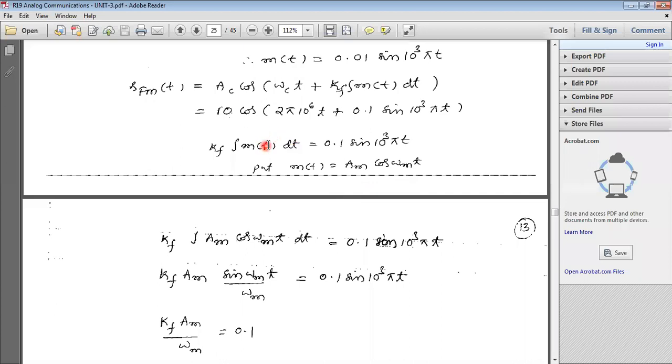Now substitute Am cos omega m t in place of m of t. Now the equation becomes Kf integral Am cos omega m t dt is equal to 0.1 sin 10 power 3 pi t. After taking integration, it becomes sin omega m t by omega m. Since Am is a constant, it becomes Kf Am into sin omega m t by omega m.